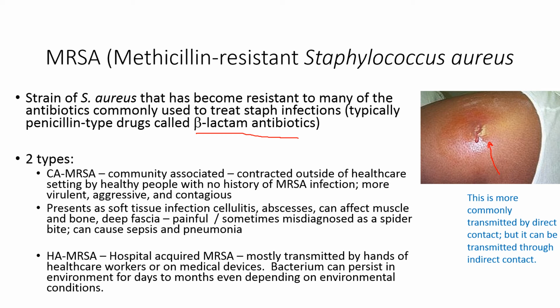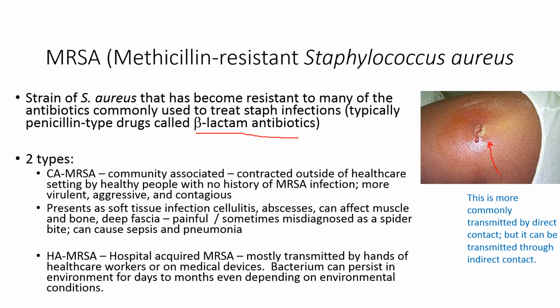Or maybe it's a MRSA infection acquired from medical devices like blood pressure cuffs, for example, or stethoscopes. The bacterium can persist in a medical environment for days to months, depending upon the environmental conditions. And when someone has this hospital-acquired MRSA, typically they're immunocompromised, which again makes them susceptible to the sepsis and the endocarditis and the pneumonia and those other complications that I talked about on the last slide.